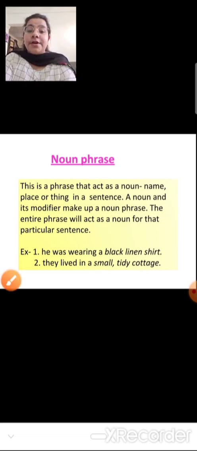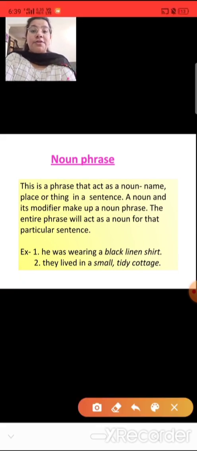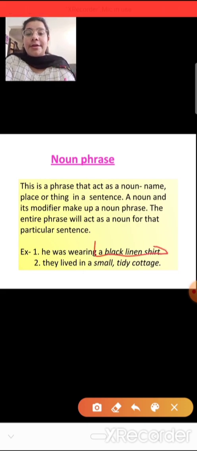He was wearing a black linen shirt. Now, if I say he was wearing a shirt, I didn't describe the noun. But if I add the words black linen, that means I'm describing the color and the fabric also. So here the phrase becomes a black linen shirt, which is a noun phrase.